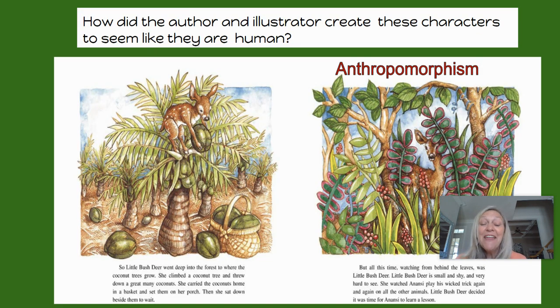And here we go again. There's sweet little Bush Deer, and she's showing her anthropomorphism by crawling up there in the tree on her hind legs, and with her hands, she is picking those juicy coconuts that have that sweet coconut milk so that she can go back and trick Anansi.